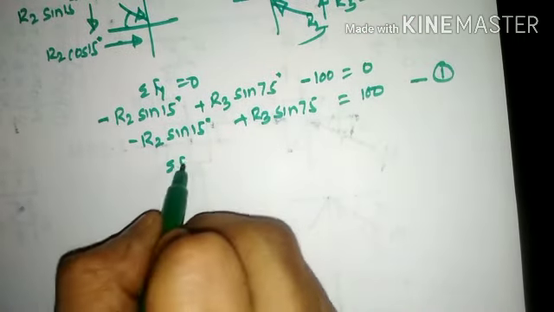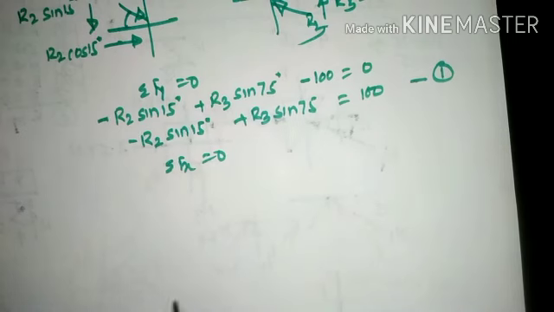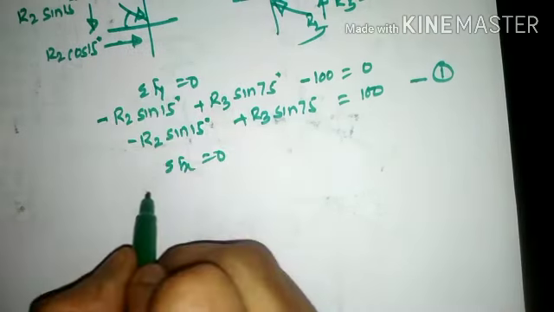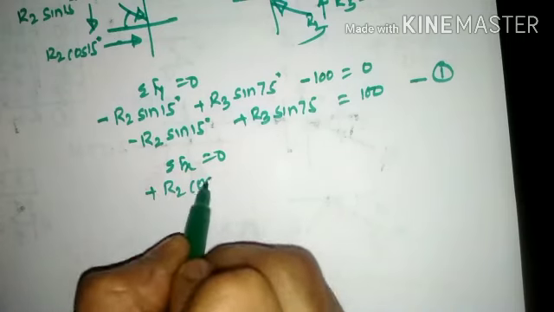Likewise, consider summation Fx = 0. Here, as this is a force towards the right hand side, it will be positive. So R2 cos 15 degrees.